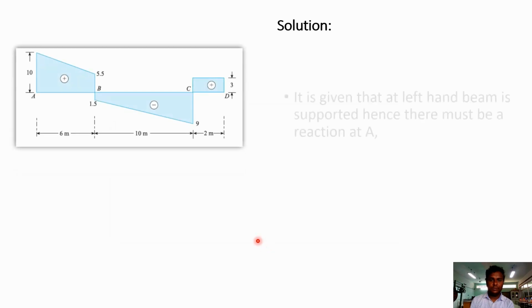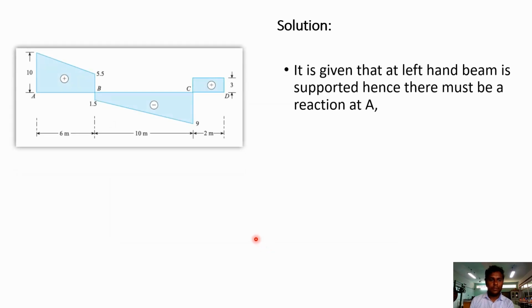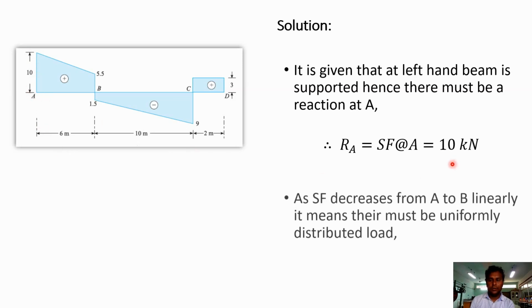Now let us see the solution, how we can draw the loading diagram from a given shear force diagram. First of all, it is given that the left hand end of the beam is supported, hence there must be a reaction at A. At point A, the respective value of the shear force is 10 kilonewton and it is positive in nature. So if you consider a reaction at A, you can easily find the reaction at A will be equal to the shear force at A, that is 10 kilonewton in this case.